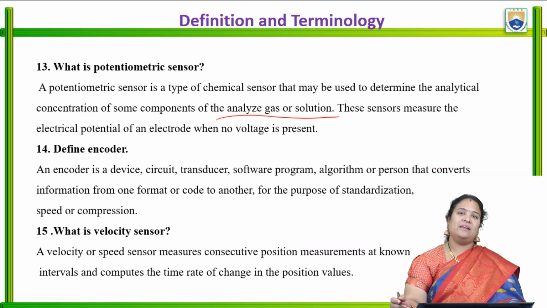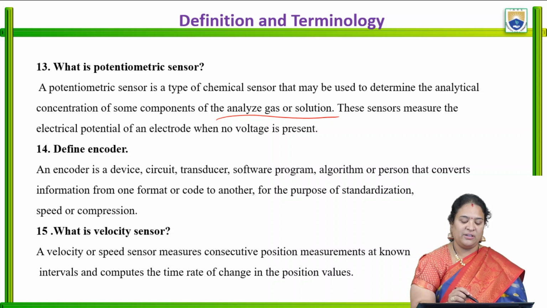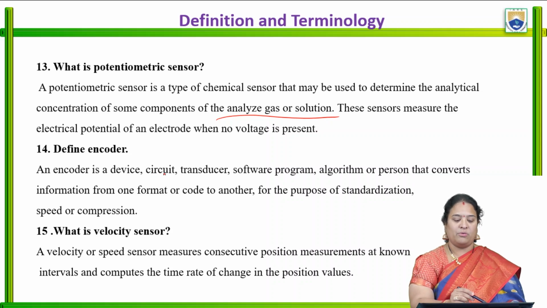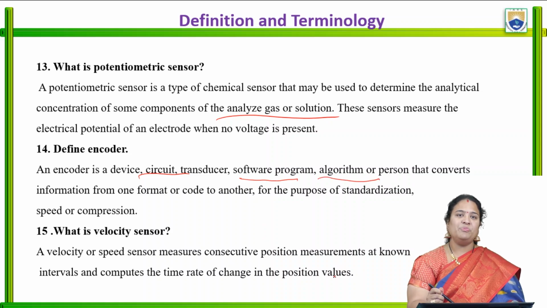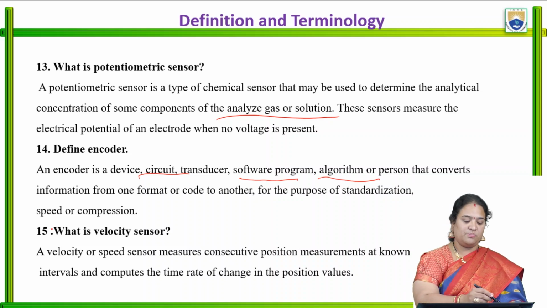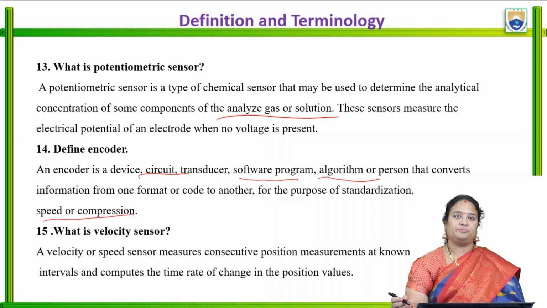So this particular data may be in the form of a device, or a circuit, or software programming, or an algorithm. Whatever technique this robot is using, that technique is converted from one form to another in the form of standardized speed or compression. That is known as an encoder.